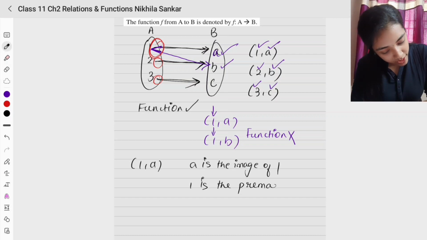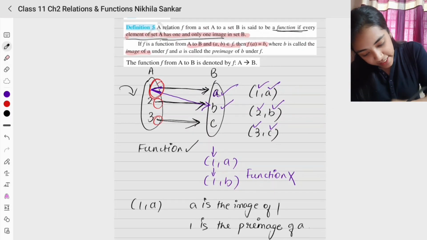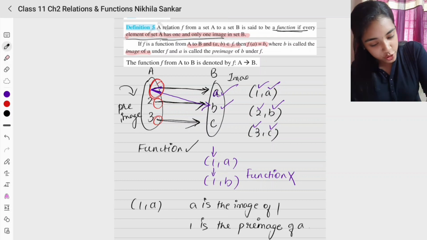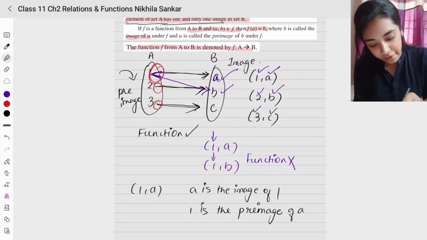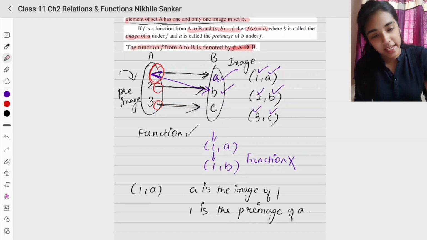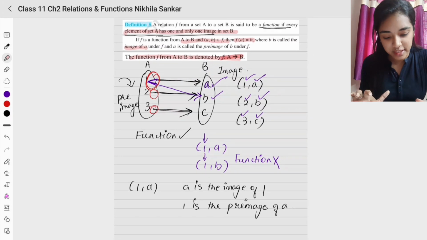So whatever you have on your left hand side, these are all going to be your pre-images. Whatever you have on your right hand side, these are all going to be images. Okay, clear? So the function f from A to B is denoted as f: A → B. So this is how you define a function. This is just a way of representing.